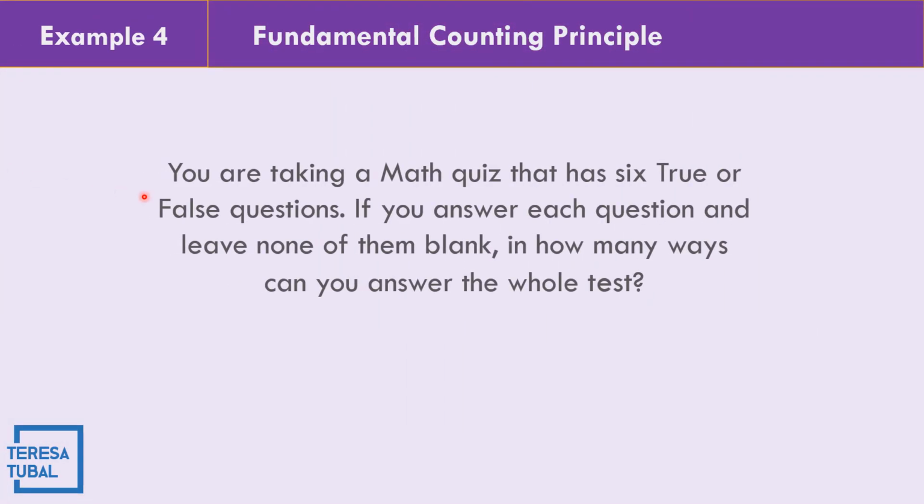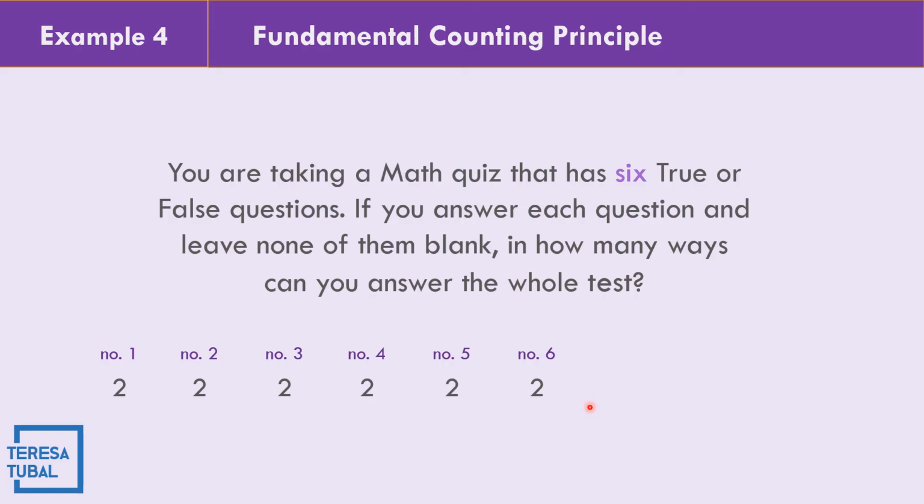In example number 4, you are taking a math quiz that has 6 true or false questions. If you answer each question and leave none of them blank, in how many ways can you answer the whole test? So we have 6 questions, from question 1, 2, 3, 4, 5, and 6. And we have 2 choices, that is true or false. For question 1, we have 2 choices. Question number 2, we have 2 choices, true or false. Same with questions 3, 4, 5, and 6. We have 2 choices, true or false.